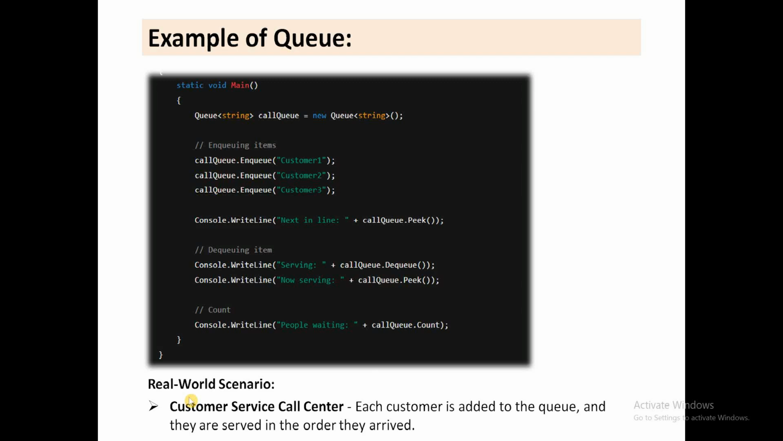Here we have one real world scenario, a customer service call center. Each customer is added to the queue and they are served in the order they arrived. Suppose two customers visited the call center. Whichever customer came first, their queries will be resolved first on priority. So this is the main approach of a queue.